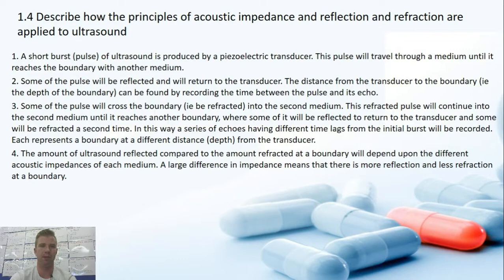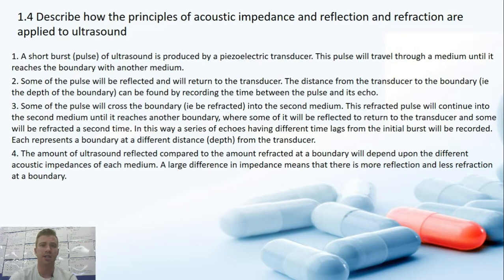So the first step is a short burst of ultrasound is produced by the piezoelectric transducer. We know how that works from our previous video. So this pulse will travel through a medium until it reaches the boundary with another medium. It then, in step 2, some of the pulse will be reflected and will return to the transducer, and the computer then analyzes what the material was.